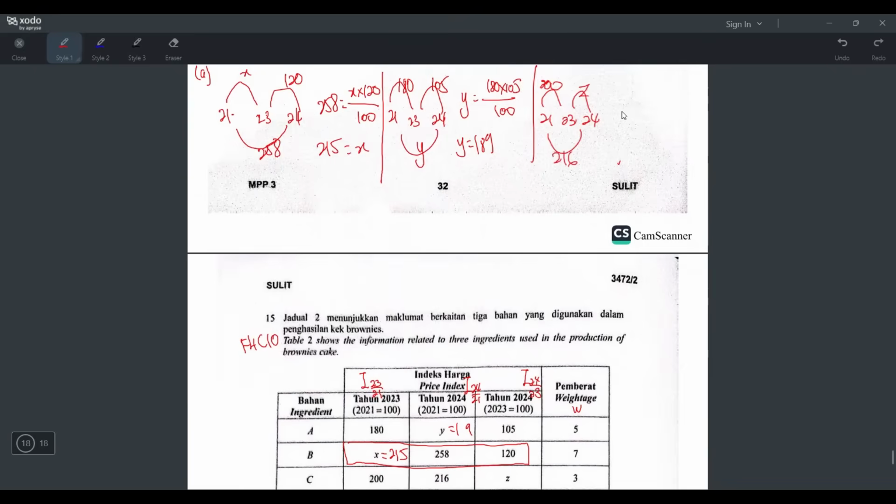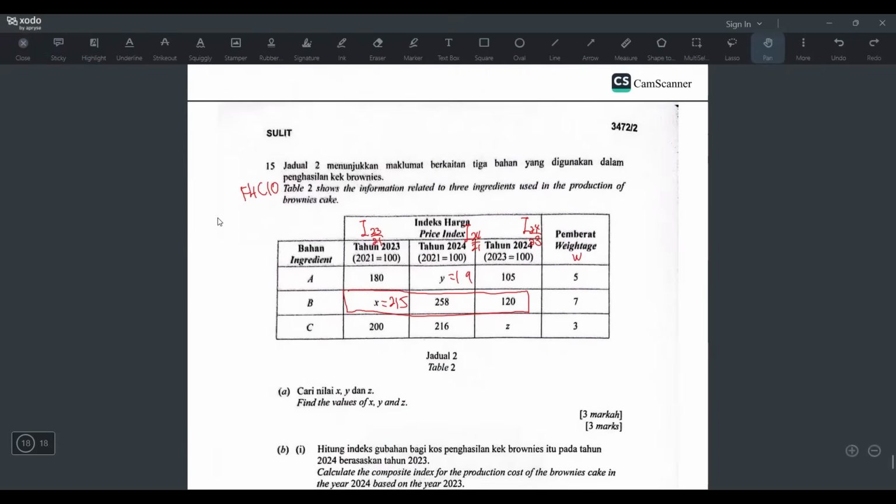Okay, how to find Z? So I told you, right? The formula is always the longest line, which is the bottom line, equals the top times the top 200 times Z divided by 100. Okay, to get Z, you simply take 216 times 100 divided by 200. So this one, the answer is 108. So that is the answer.